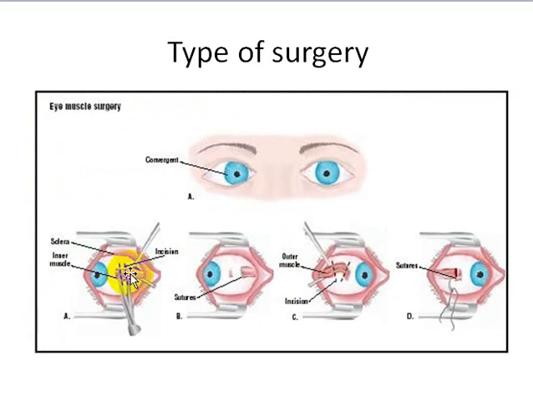Types of surgery, as we said, are either resection of the muscle, cutting the muscle and recessing it, or resection of the muscle, cutting a piece of the muscle and re-anastomosing again.